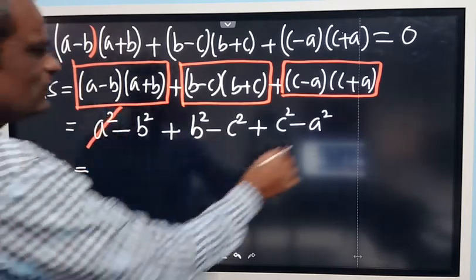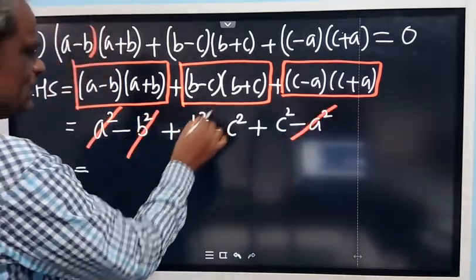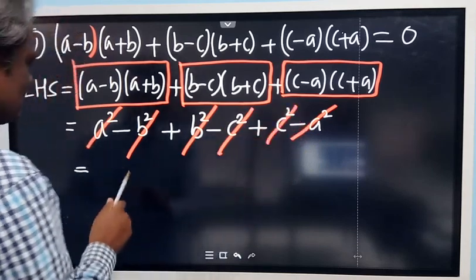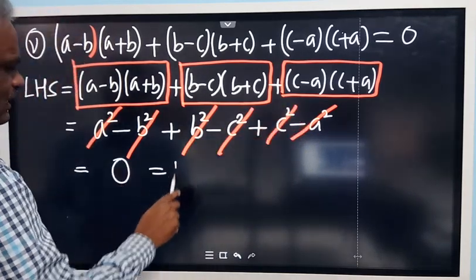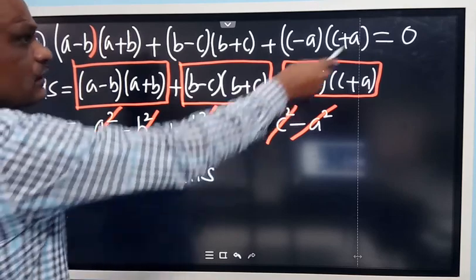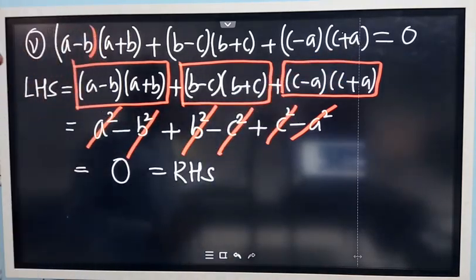Cancel a square with a square, b square with b square, c square with c square, and you will get the answer 0. This is nothing but the right hand side. The right hand side is 0. This is how you can do this one.